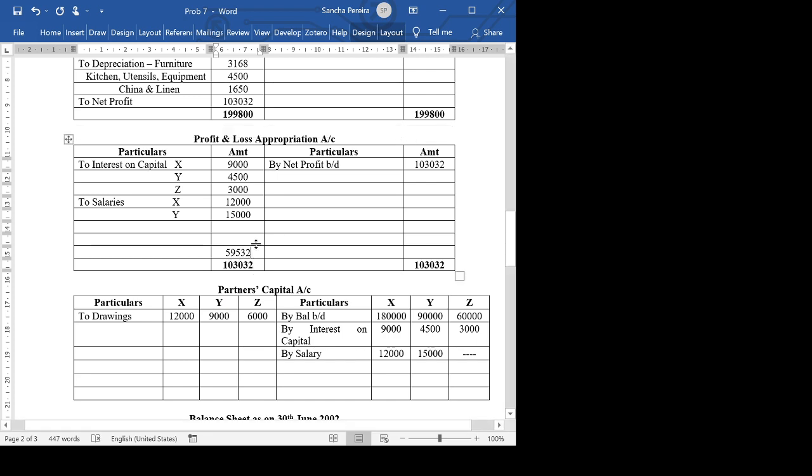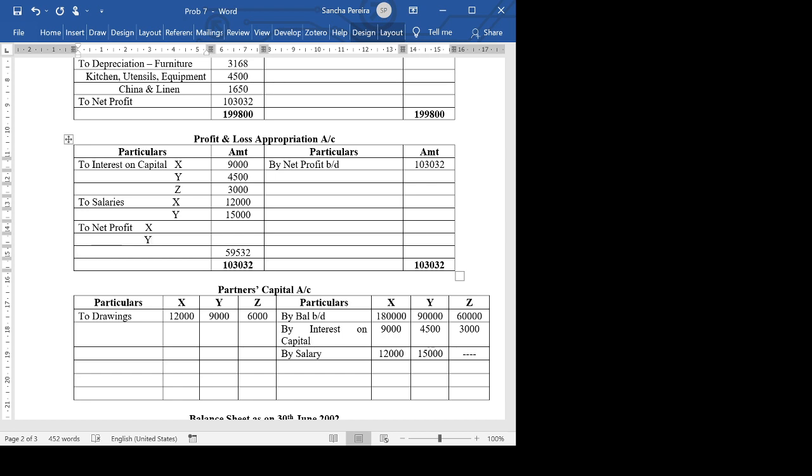Now this 59,532 is the actual net profit, which after providing for all the expenses, whether it's business expenses or any payments to partners, is what is left. And this is what is going to be divided among the three partners. So to net profit, X, Y, and Z.